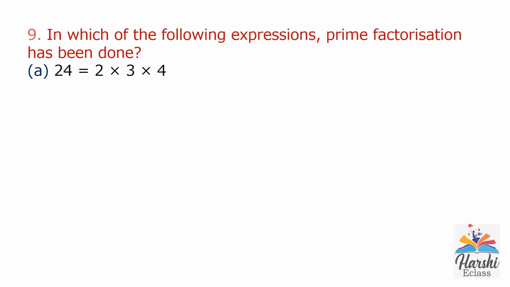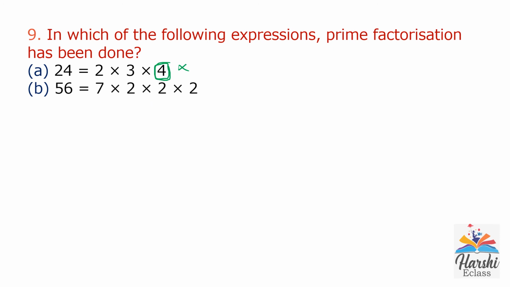But prime factorization means in its factors all the numbers should be prime numbers. Here 4 is a composite number, so this is not the correct prime factorization of 24. Next 56. 7 2s are 14. 14 2s are 28. 28 2s are 56.